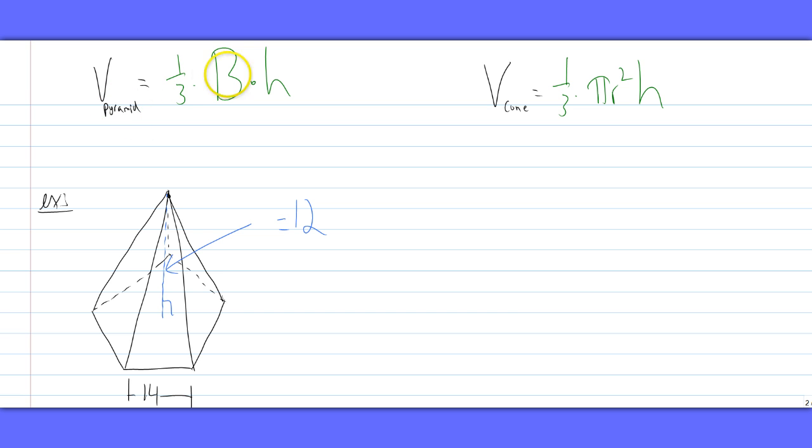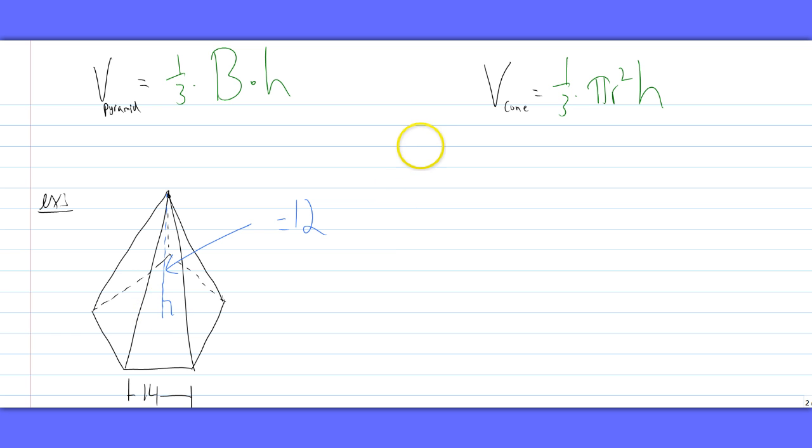The volume of a pyramid is 1/3 the area of the base times the height, and the volume of a cone is 1/3 pi r squared times the height. Pyramid is 1/3 the volume of a prism. The cone is 1/3 the volume of a cylinder. So in this example, we have a pentagonal pyramid. It is a regular pentagon base.